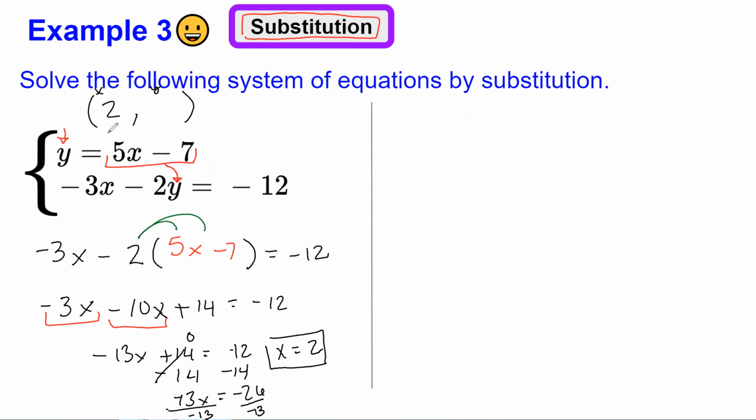If we know that x equals 2, what are we going to do? Substitute back into our first equation. So we have y equals 5 times 2 minus 7, 10 minus 7, which gives me 3. So in this case, our coordinate will be (2, 3). Not too bad, huh?